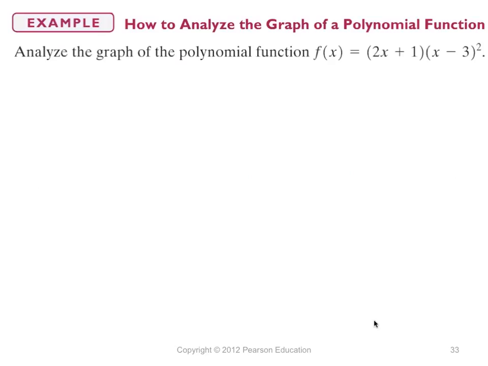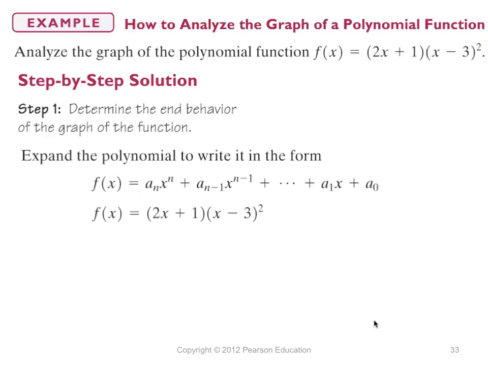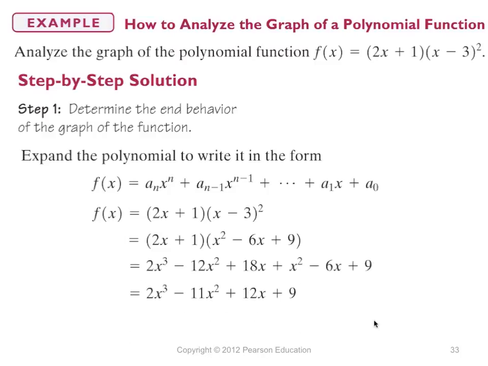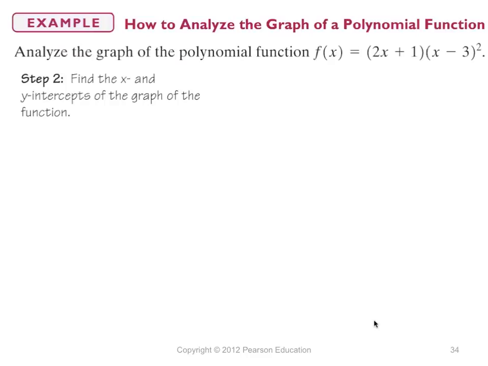Okay, so let's walk through one example of this. Let's say we have 2x plus 1 times x minus 3 squared. So step 1 is to determine the end behavior. So I'm going to go ahead and multiply everything through, 2x plus 1 times x minus 3 squared. If we do that, we get 2x cubed minus 11x squared plus 12x plus 9. So we know that we have a degree of 3. So we know that our power function is going to be something like 2x cubed. Okay, so if you think about what 2x cubed looks like, that's going to go down on the left and up on the right.